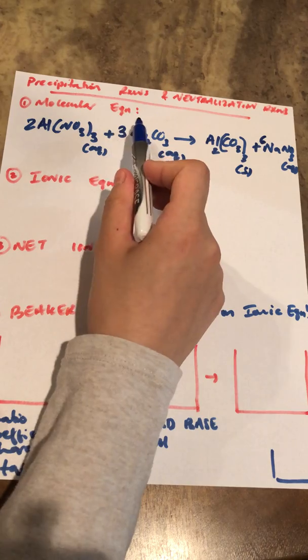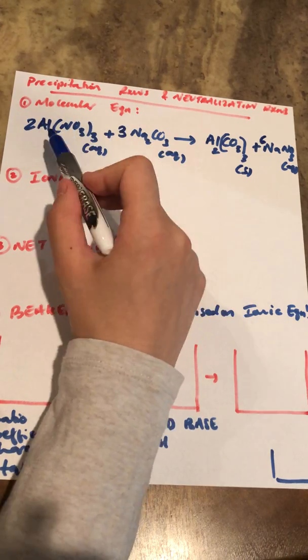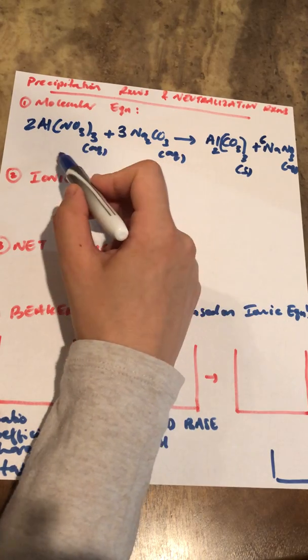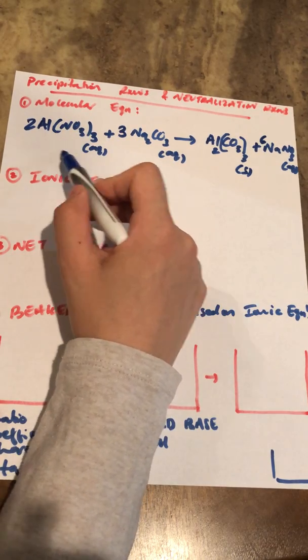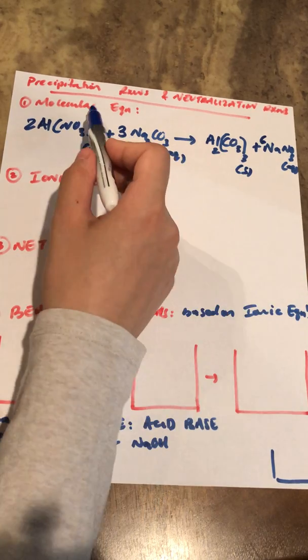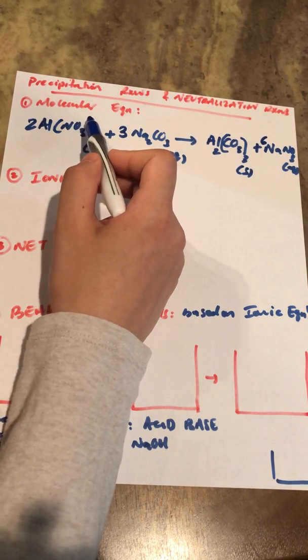So the molecular equation is pretty much the same exact story as what you've been seeing so far. If you write a regular equation that's balanced and has all of the states of matter, this is what we call a molecular equation.